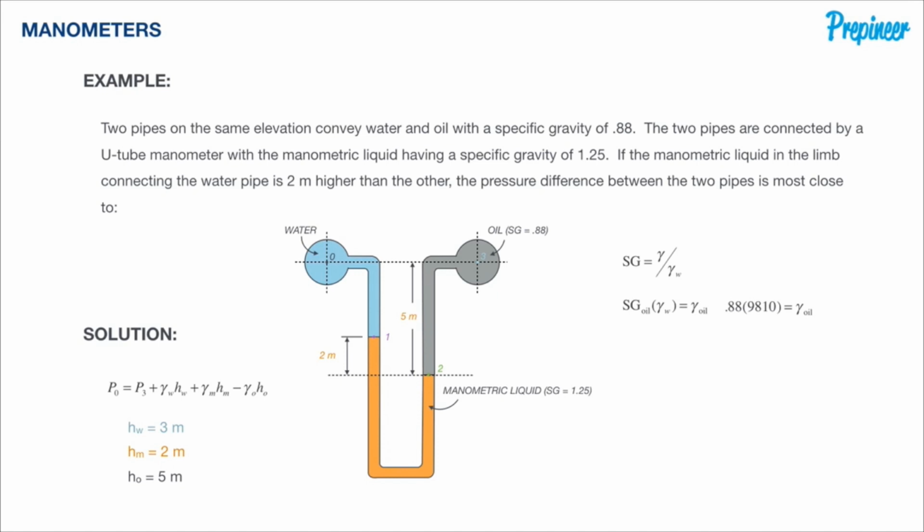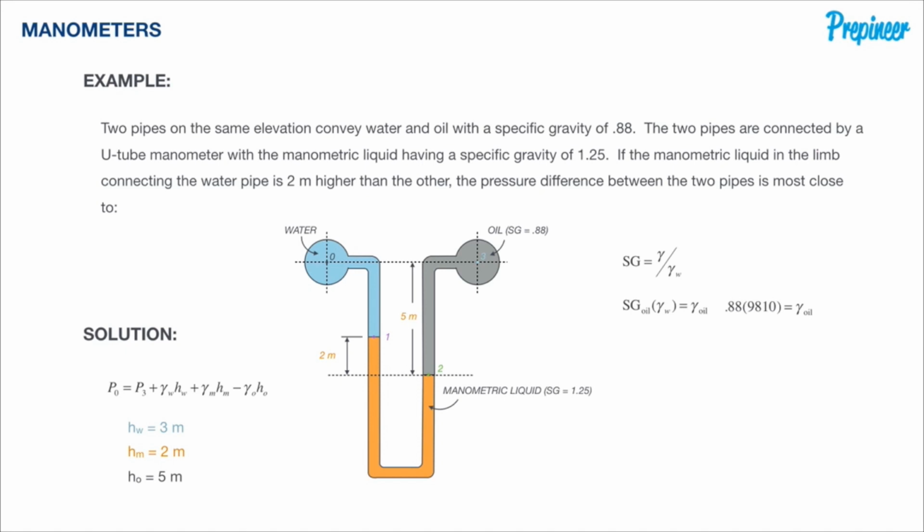Now we know the specific weight of water is 9810. We are also given the specific gravity of our oil of 0.88. So by plugging these known values in, we are able to accurately define the specific weight of the oil we're working with. So that's one down, there's one to go.